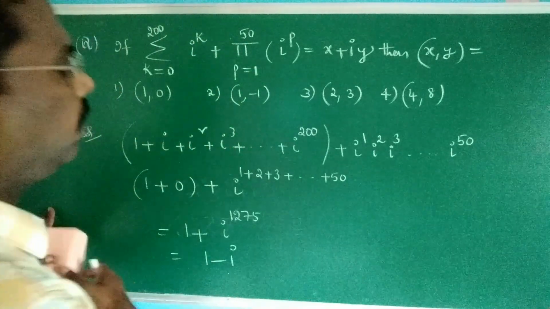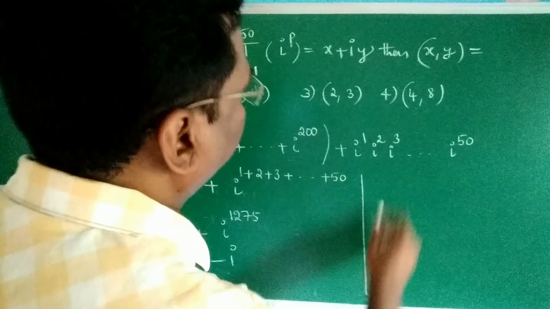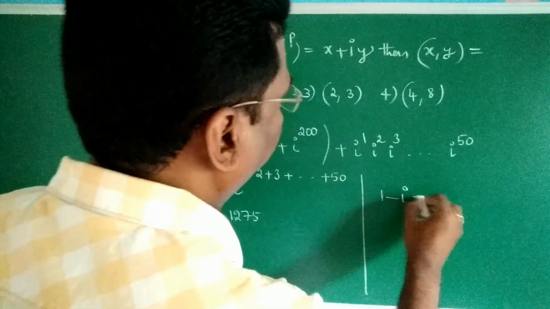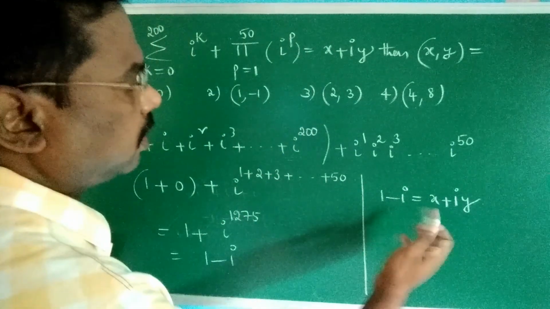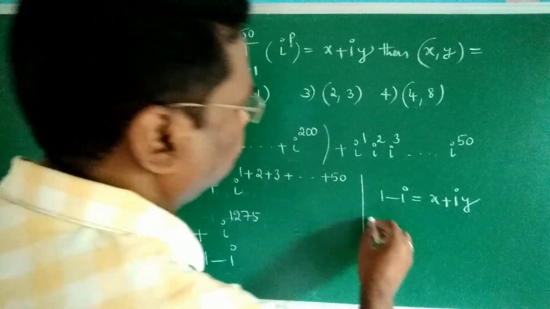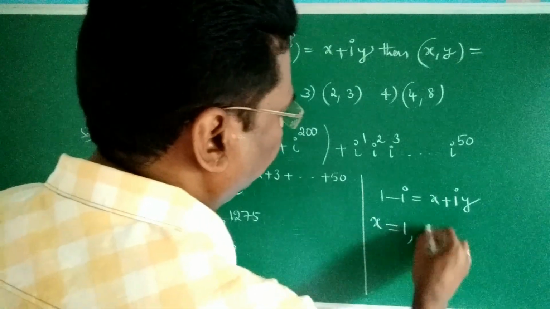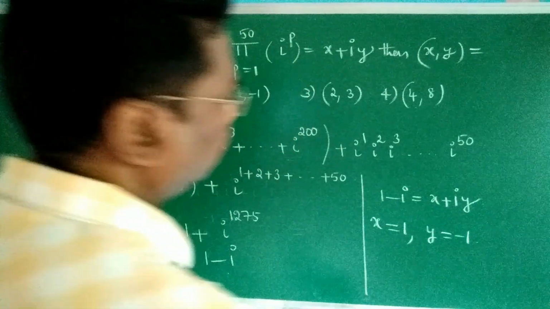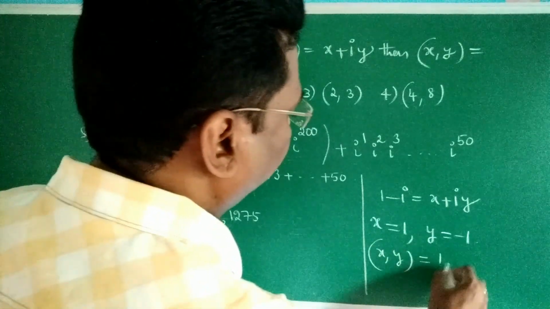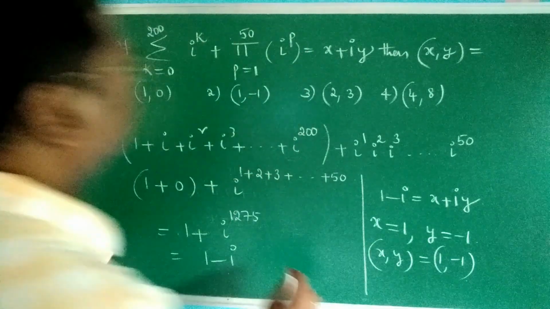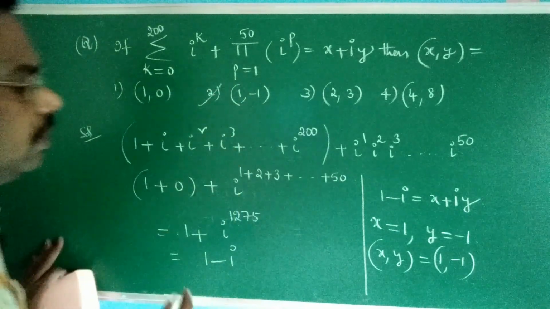Now this is equal to x plus iy. Therefore 1 minus i is equal to x plus iy. Comparing real and imaginary parts on both sides, x is equal to 1 and y is equal to minus 1. Therefore x comma y is equal to 1 comma minus 1. Therefore, option 2 is the correct one.